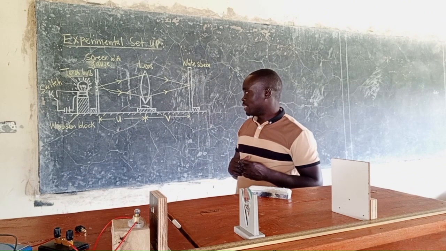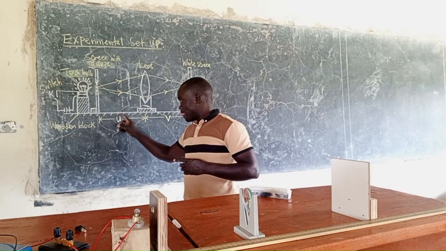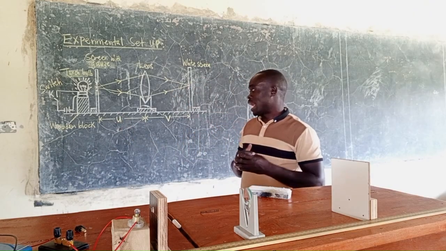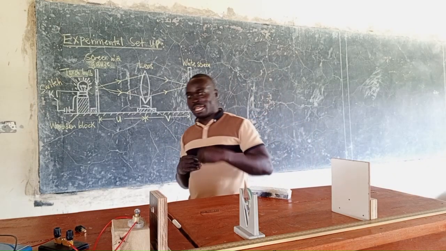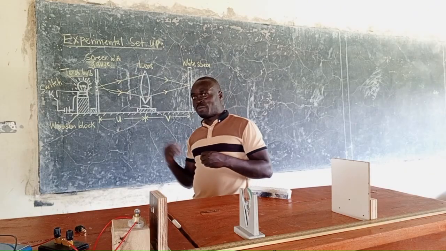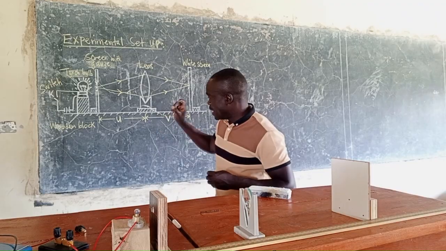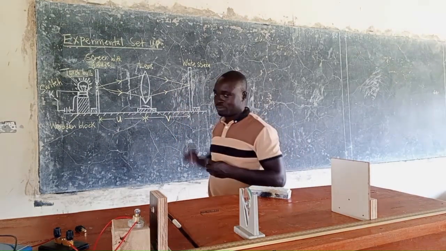Why do we have to do that? If the object is put at the focal length, then the image is always formed at infinity. It means that at that moment, even if you adjust the distance of the screen, you cannot get the image. So we need to put our object distance U to be greater than the focal length of our lens here.